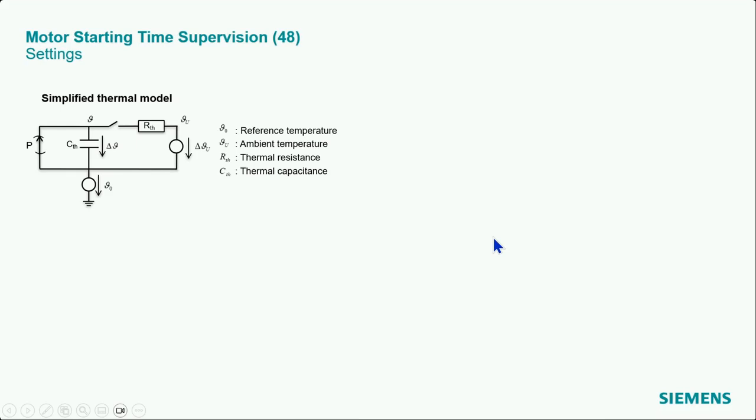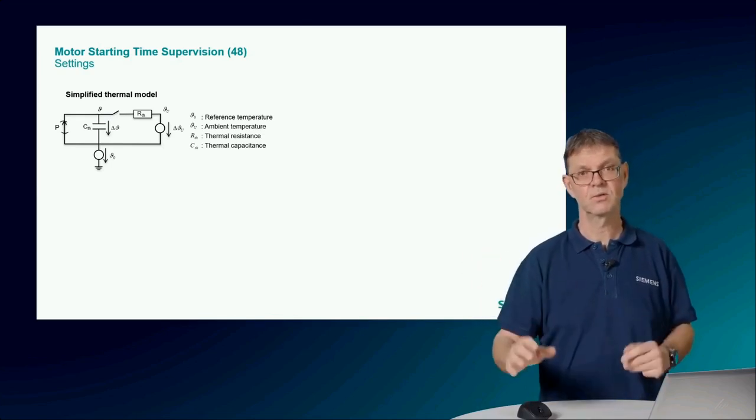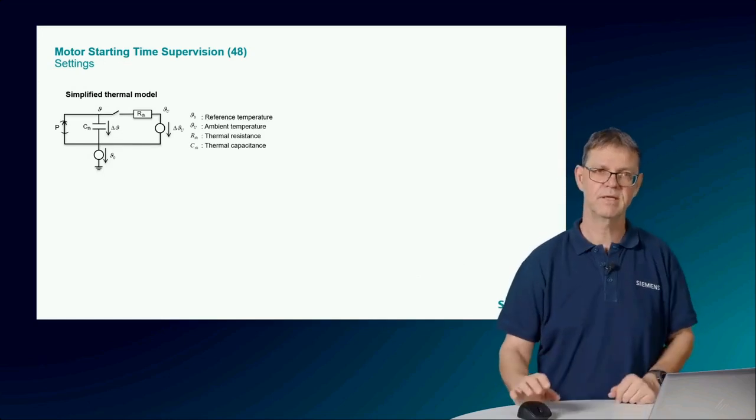The function itself is based on a slightly simplified model. So we see here the simplification is that this switch is open. That means we don't consider any energy that flows away during the starting process, because there's so much heat created in the rotor during the starting process, and it's a short time only. So we can neglect that. So we don't really have the e-curve; I have more like a straight line.